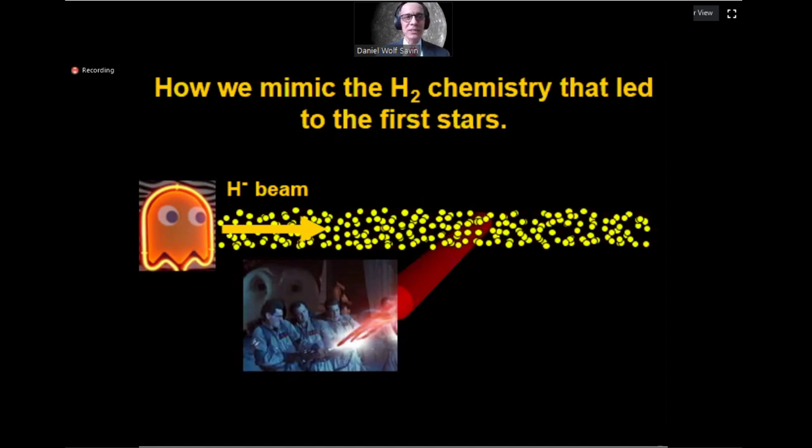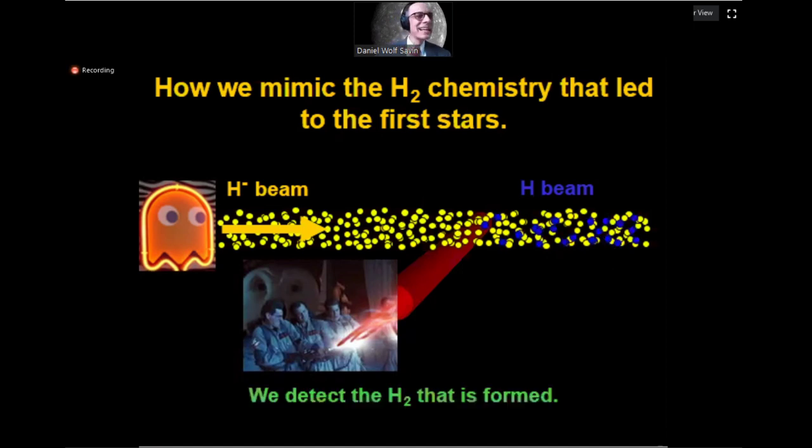And yes, this is a picture of Ghostbusters, but no, we did not get our laser from them. And what happens is that the laser rips off the extra electron about 10% of the time, creating neutral hydrogen atoms. And now we have H minus and H interacting, co-propagating. That's right, don't cross the streams. So we detect the H2 that's formed. That's the chemistry that we study.